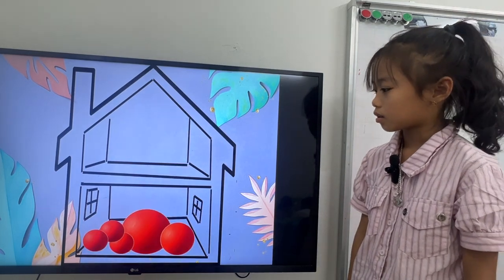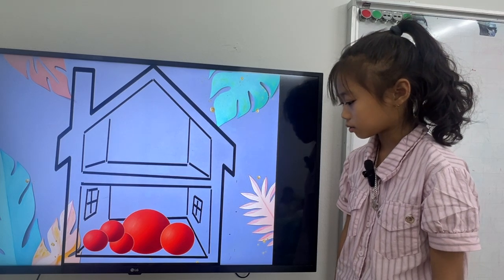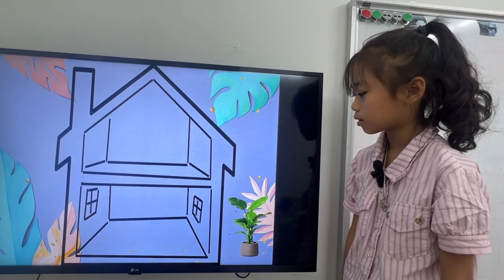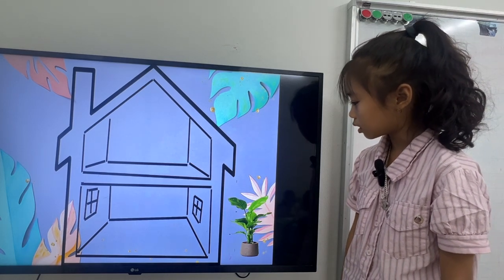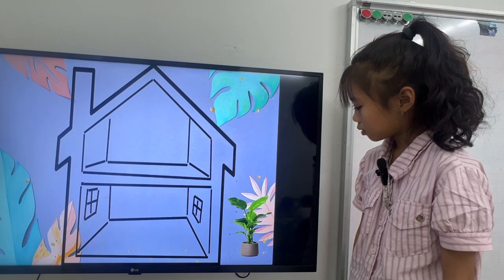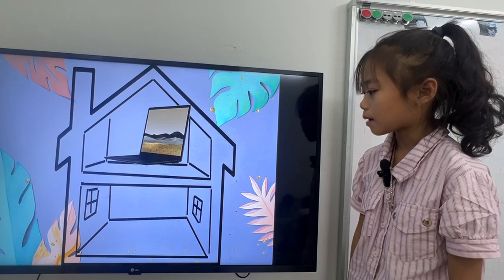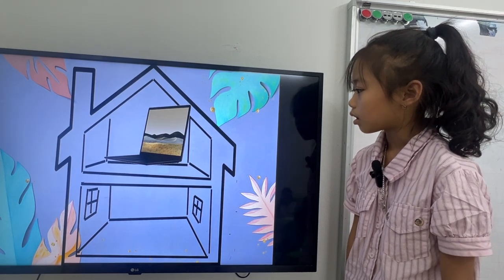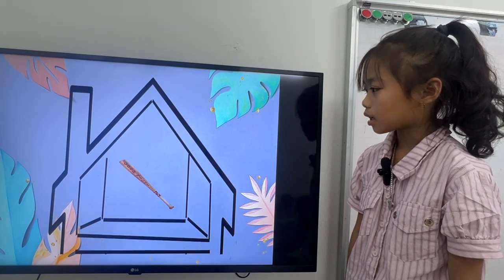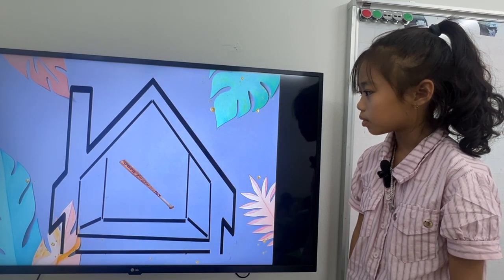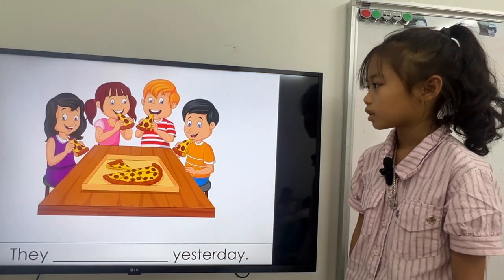Where are the balls? The balls are downstairs. Where is the plant? The plant is outside. Where is the laptop? The laptop is upstairs. Where is the bag? The bag is inside. Next one, complete the sentences.